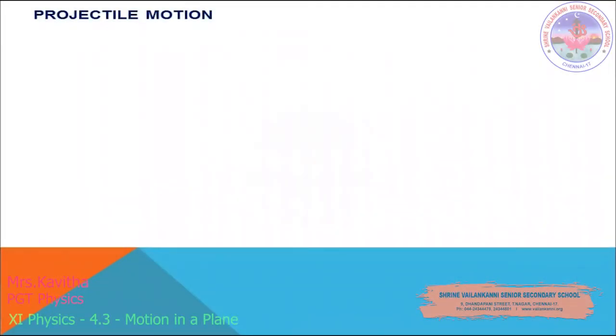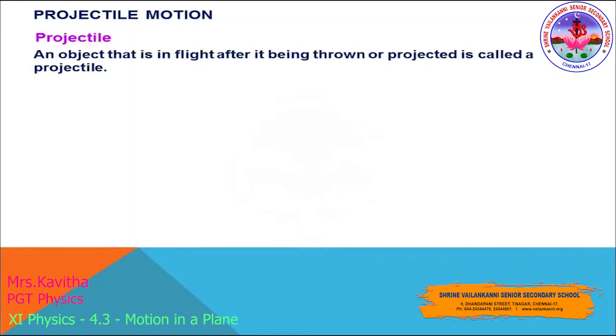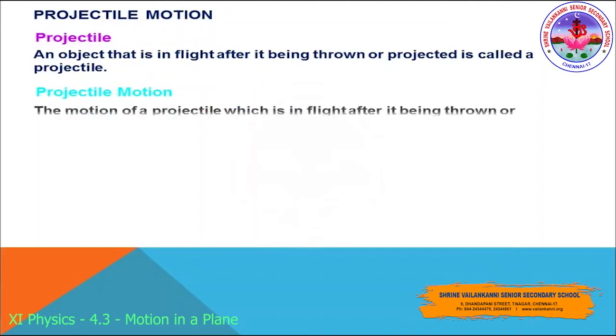Hello children, now the continuation of motion in a plane, in this projectile motion. We'll see briefly what is projectile motion. An object that is in flight after being thrown or projected, we can call it a projectile. The projectile is the name given to any body which, once thrown into space with some initial velocity, moves thereafter under the influence of gravity alone, without being propelled by any engine or fuels.